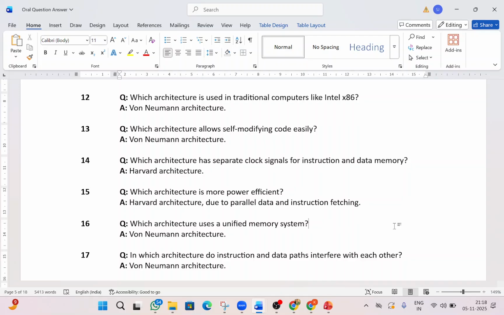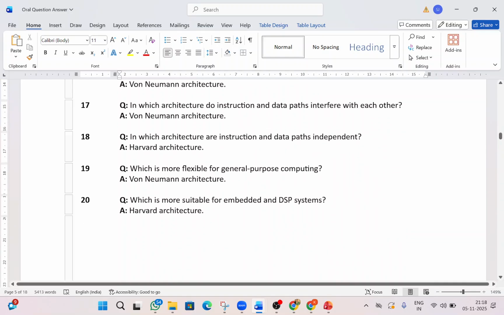Question number 17. In which architecture do instruction and data paths interfere with each other? The answer is the von Neumann architecture, because we are using a single memory. So we are using a single bus. So the answer is the von Neumann architecture.